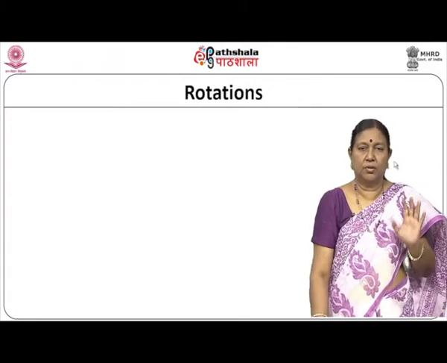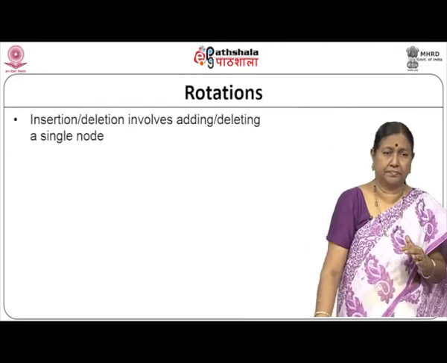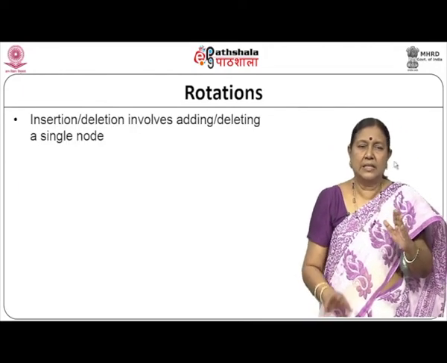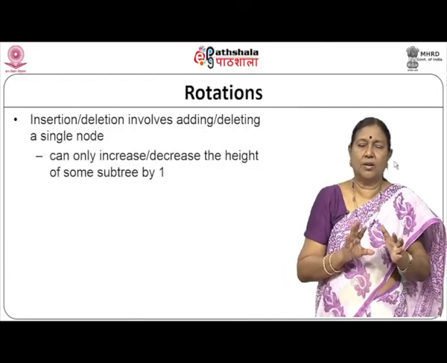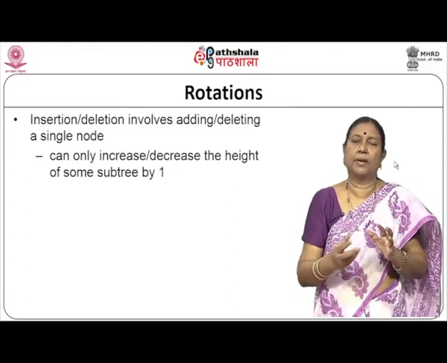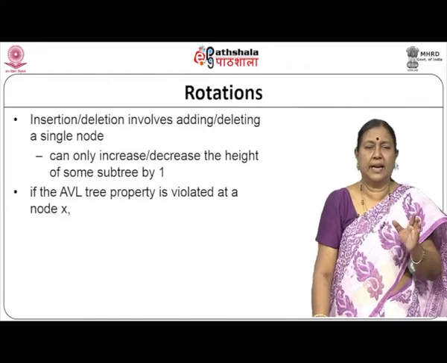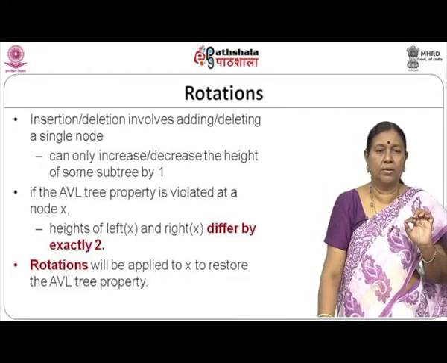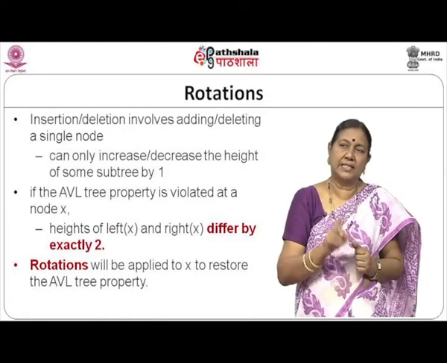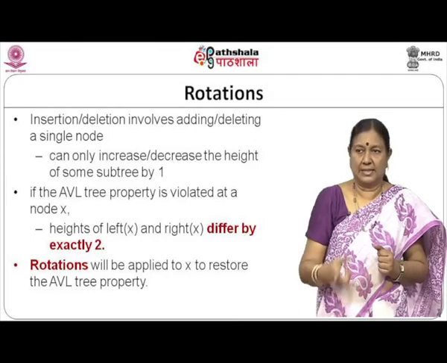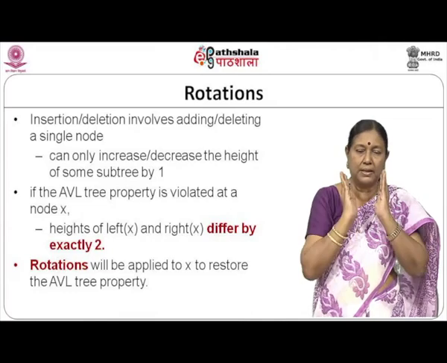Okay. So, we talk about rotations. What are these rotations? This is a new term that we are coming across. Insertion or deletion involves adding or deleting a single node. So, it can increase or decrease the height of some subtree by 1. If the AVL property is violated at a node x, the heights of the left and right subtrees will differ by exactly 2. Because from 1 it will go to 2, it could be minus 1 or plus 1, all that we are not bothered about, but it will differ by 2.